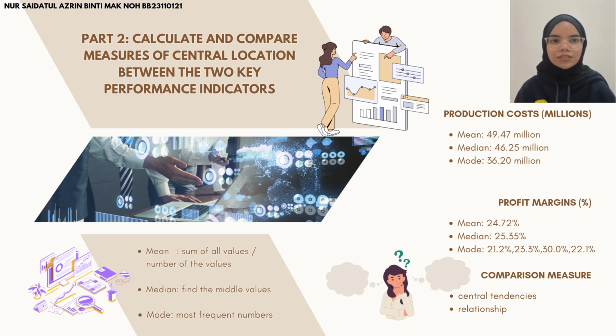And the relationship between the KPIs: production cost covers a wider range of values, reflecting differences in how much the company spends on operations. And for profit margin, they are more closely grouped, meaning the profitability levels across companies are more similar.